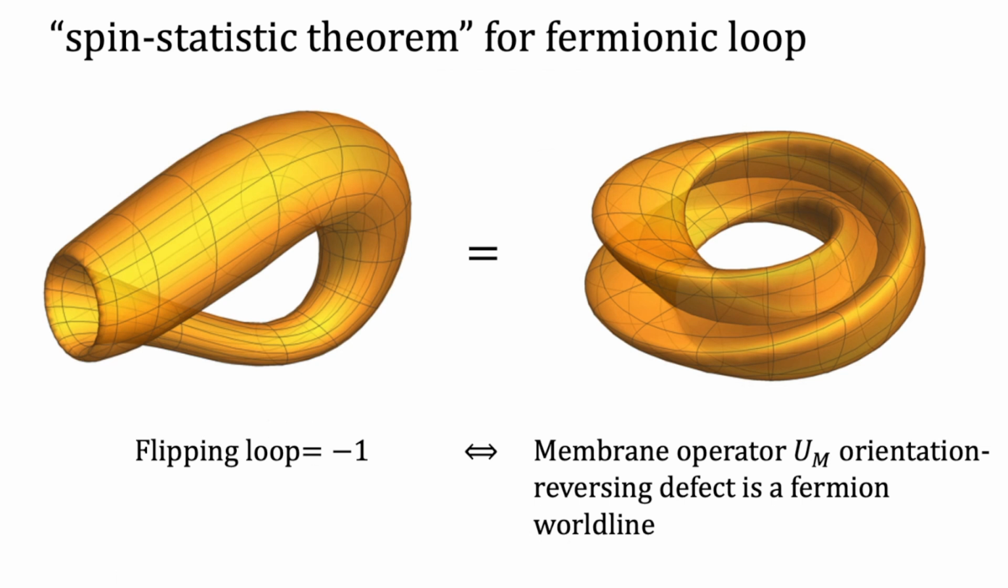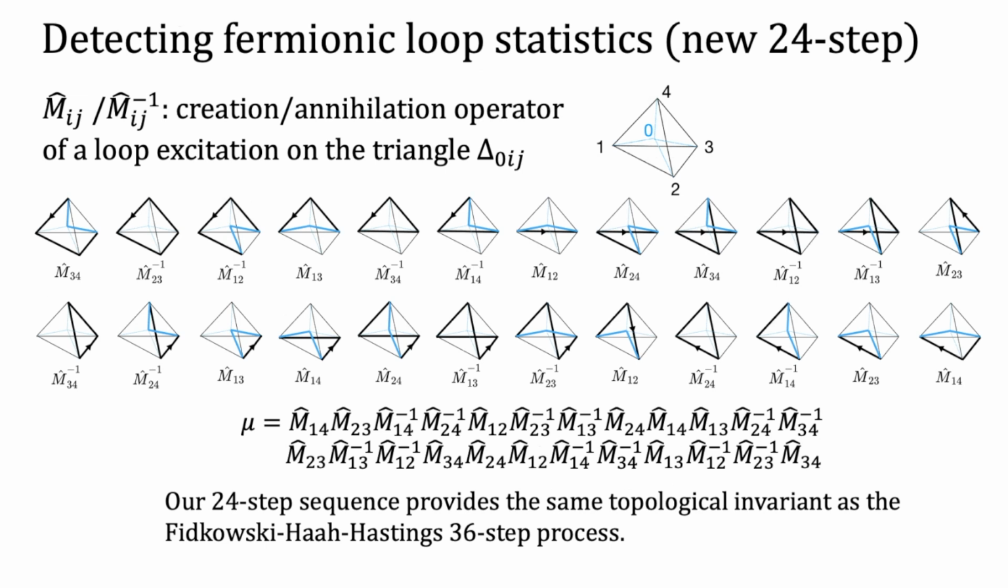Okay, so how do I make this more practical? Similar to the T-junction process performed by Michael Levin and Xiao-Gang Wen, we also have another process which flips the orientation of the loop. You can see the construction is a little bit complicated. Before I found this sequence, there was another sequence in the Haah-Hastings original paper. They have a 36-step process which flips the orientation of the loop. Recently, I revisited this problem, used a different computational algorithm, and found a shorter one. This one requires only 22 steps to actually detect the loop statistics.